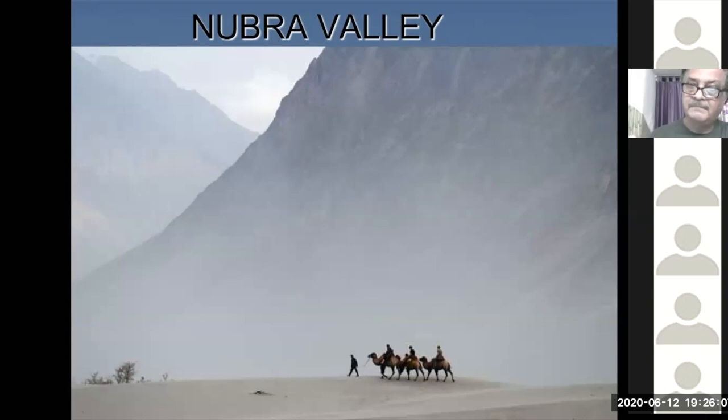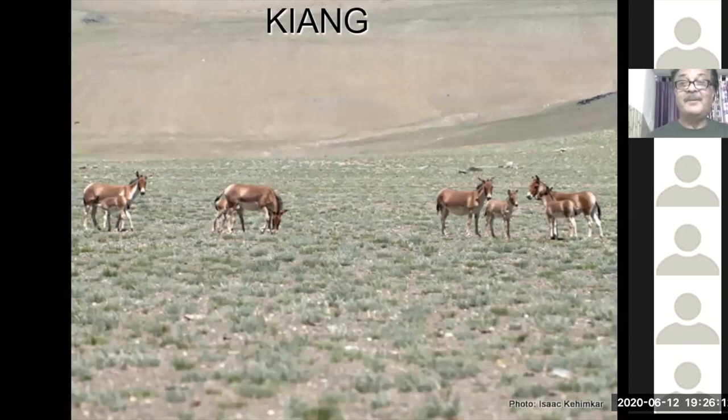What more? But yes, I saw this beautiful, handsome Tibetan wild ass. Of course, you can call it donkey, but it's not donkeys. Very handsome stallions here, very handsome, and the speed they run with, you can't beat it.